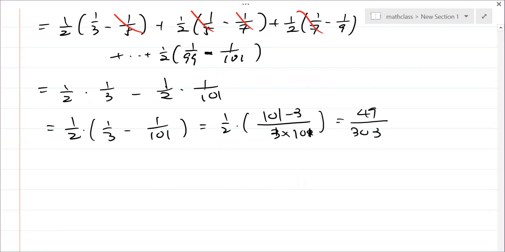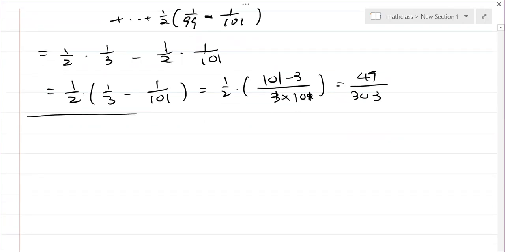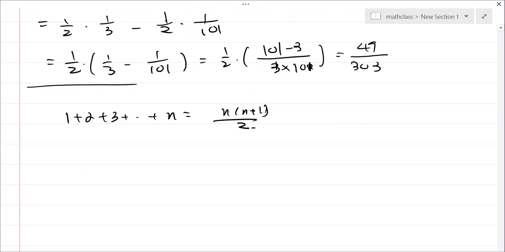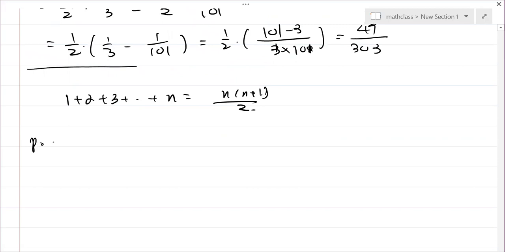So we have to learn how to add many terms together. You probably already know the formulas. We know that 1 plus 2 plus 3, all the way to n, is going to be n times (n plus 1) divided by 2. How do we get this formula? I'm going to show you the proof here. The idea: you let S be 1 plus 2 plus 3, all the way to n.